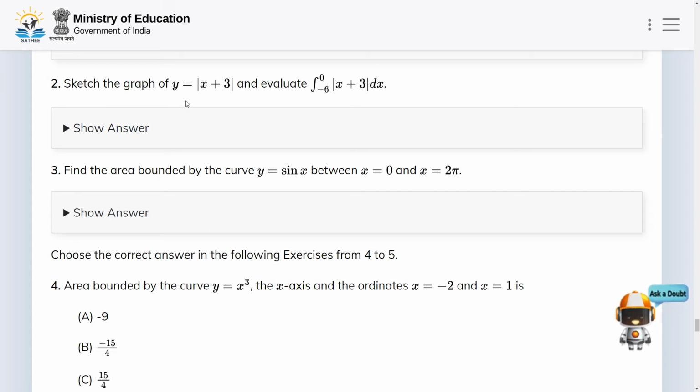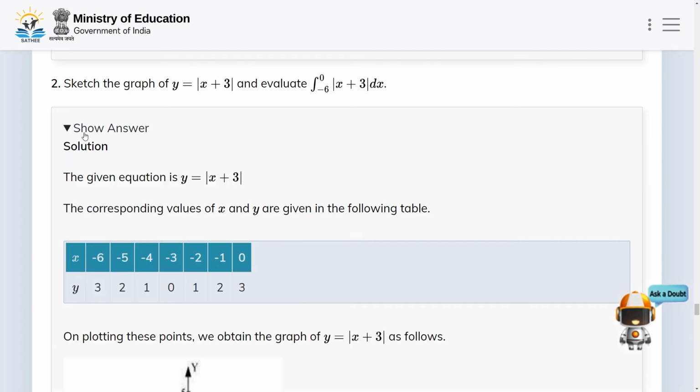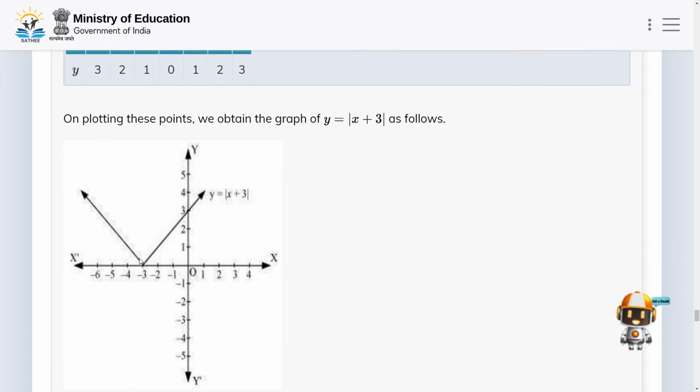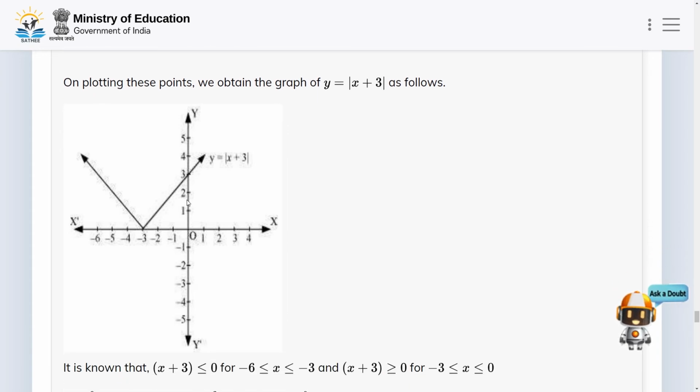Now the second one: sketch the graph. So first of all sketch it and then evaluate this. We have to evaluate this thing. A sketch for this will be like a V. Okay, the modulus graph looks like a V. It will be shifted toward the left, and the vertex, the corner, will be at the point with coordinates minus 3, 0. As you can see, minus 3, 0. Clear? This will be your graph.